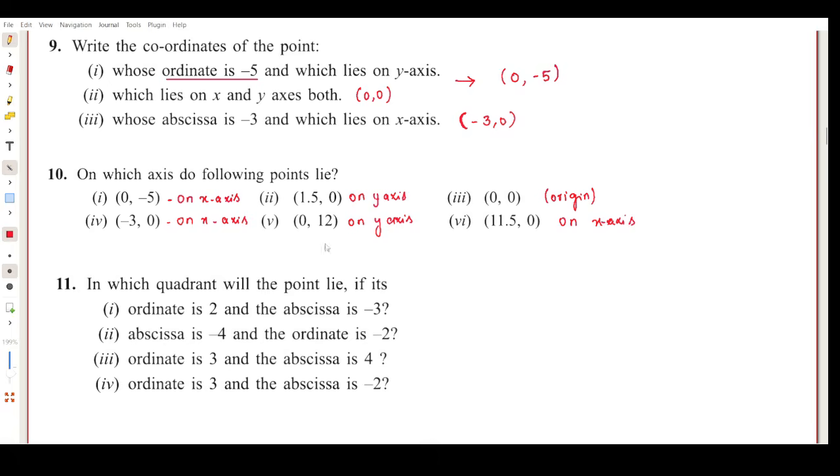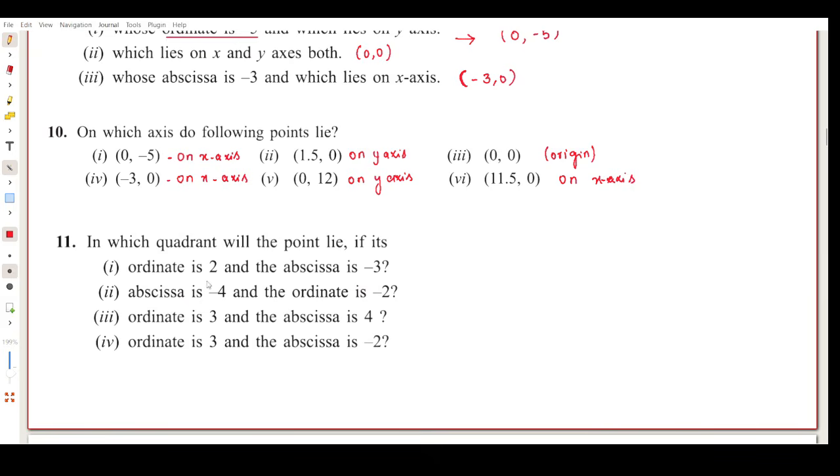Okay, right. So now 11th question. In which quadrant will the point lie if its ordinate is 2 and abscissa is minus 3? First you write the coordinate point. Ordinate means the y coordinate. Abscissa is the x coordinate. Abscissa is minus 3 and ordinate is 2. That means minus plus, so it belongs to the second quadrant.